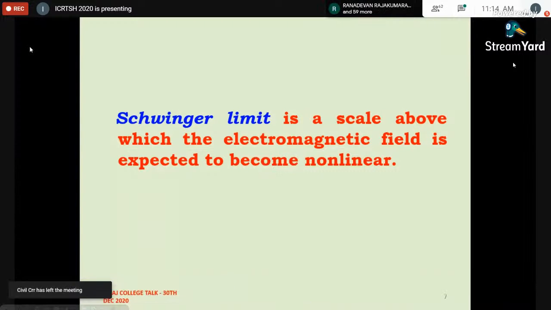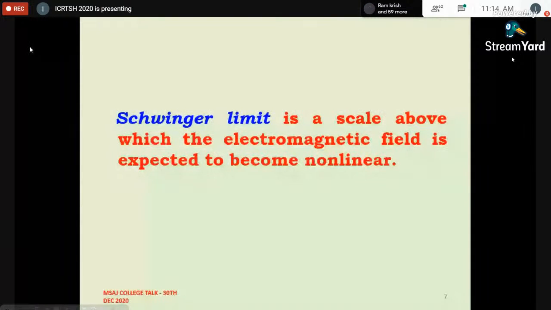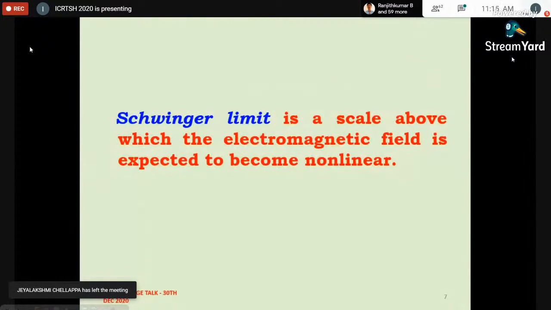Schwinger limit. So, Schwinger is the limit at which the electromagnetic field is expected to become non-linear. So, the limit represents the non-linear optical property, or non-linearity of the system. From this we can analyze that we have NLO materials.